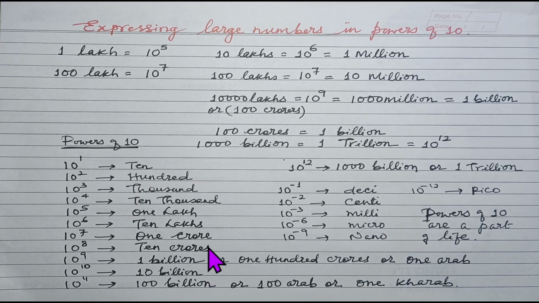Now come to the smaller values. 10 raised to minus 1 is deci, 10 raised to minus 2 is centi, 10 raised to minus 3 is milli, that is 1000th, 10 raised to minus 6 is micro, 10 raised to minus 9 is nano, 10 raised to minus 12 is pico. Therefore, the powers of 10 are an important part of our life in transactions, in measurements, and in any kind of calculations in every branch of science. We have this exponential notation being used. So that is the importance of exponential notation.